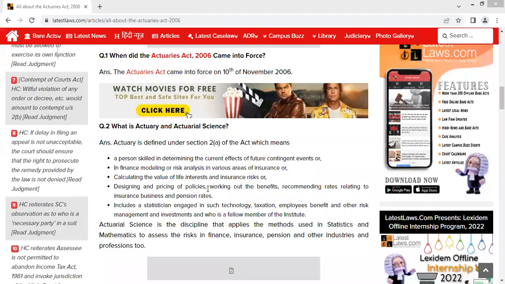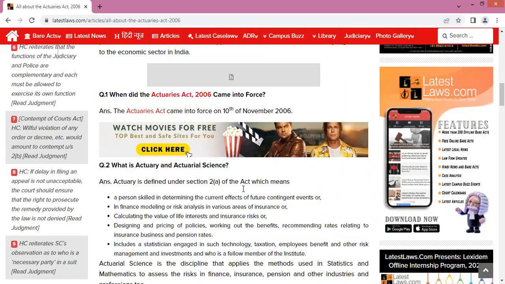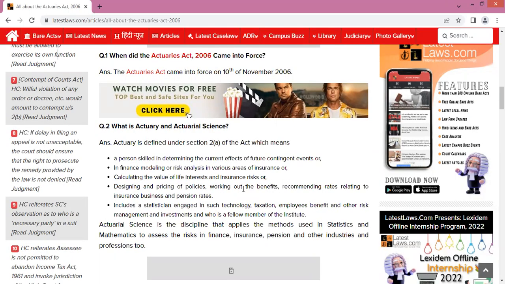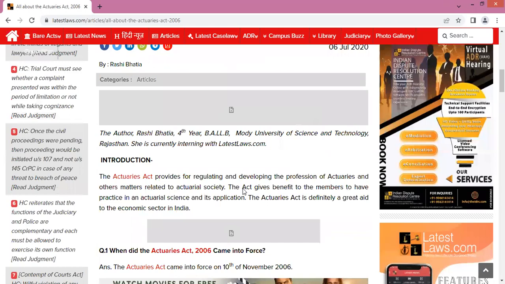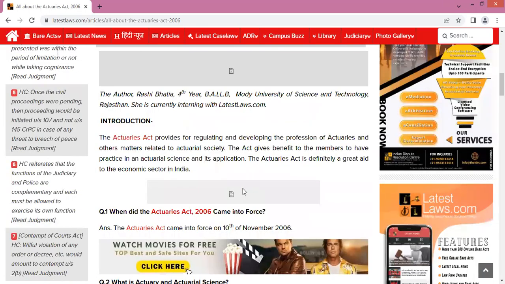We have seen what the Actuaries Act is, who founded it, why we prefer it, and why only insurance companies and other companies came into this field, right? Generally, the Actuaries Act is a law providing for the development of the profession of actuaries and other matters related to the actuarial society, right? And it gives members, because like a doctor has an association.